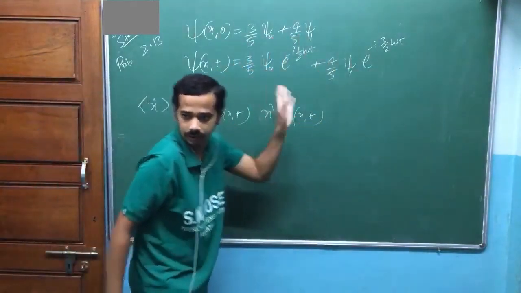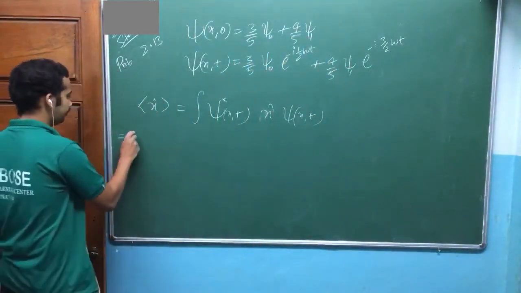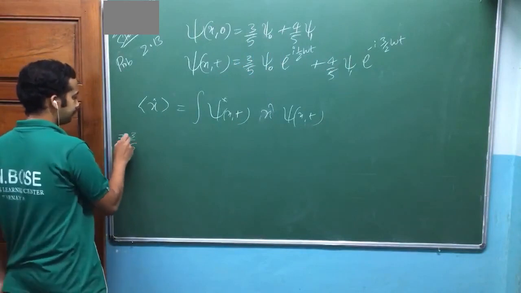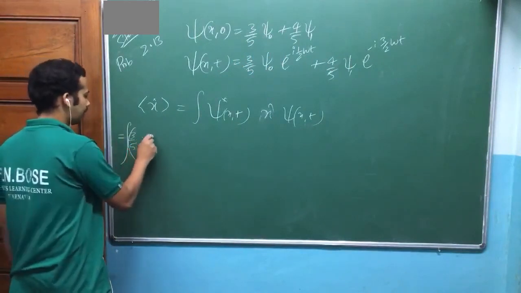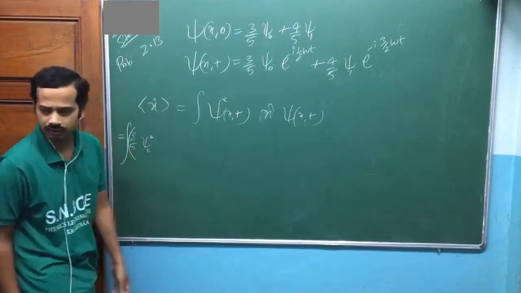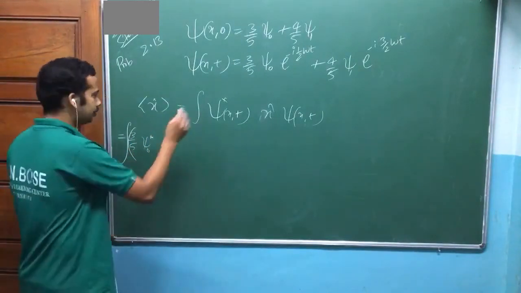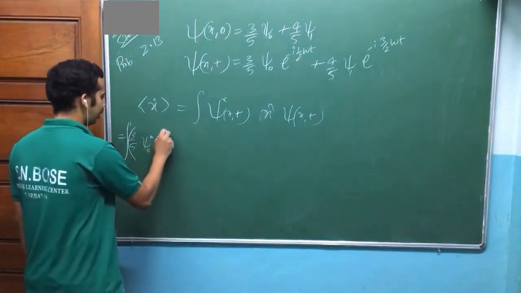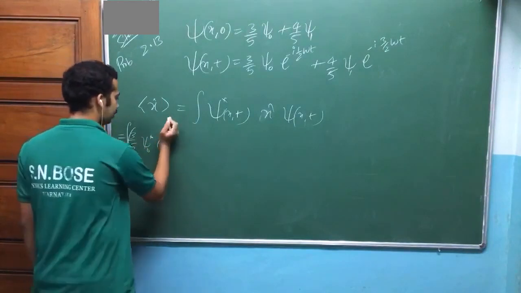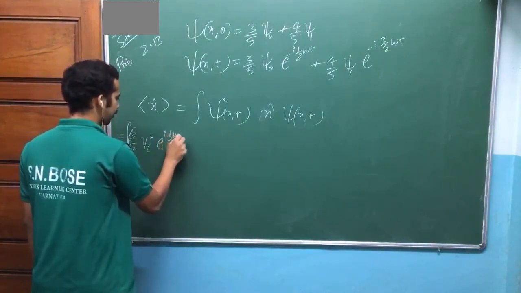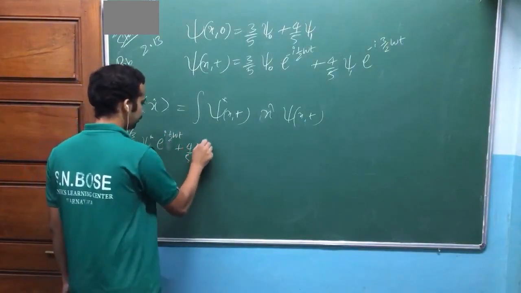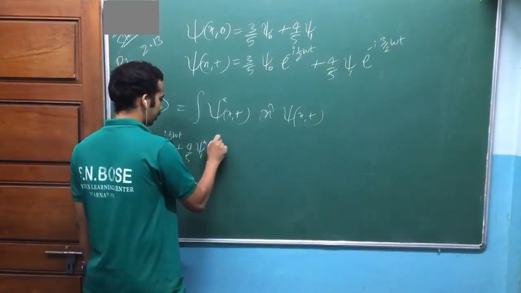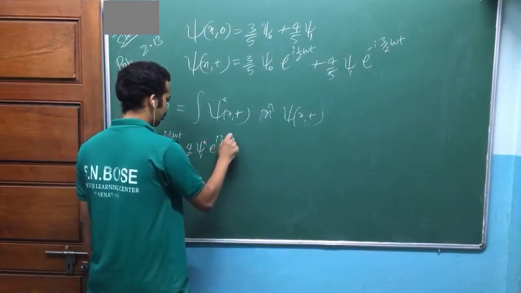What is this one? The complex conjugate of this part. Let me write it like this: 3 by 5 psi naught star, where psi naught star equals psi naught, since these are real wave functions. So e power I by 2 I into half omega t plus 4 by 5 psi 1 star e power I 3 by 2 omega t.